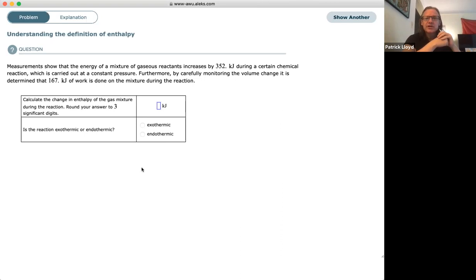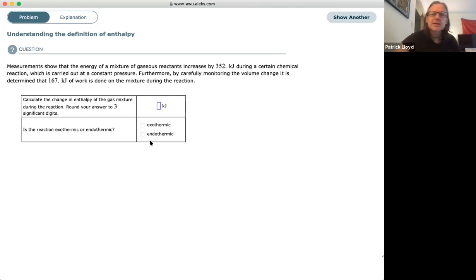During a reaction carried out at constant pressure, okay? By carefully monitoring the volume change, it's determined that 167 kilojoules of work. So W, work is 167 kilojoules, and it's done on the mixture, so that's a positive, right? Our convention is if work is done on the gases, that's a positive W. If work is done by the gases, that's a negative W. Calculate your enthalpy change, right? Change in enthalpy, which is our delta H.